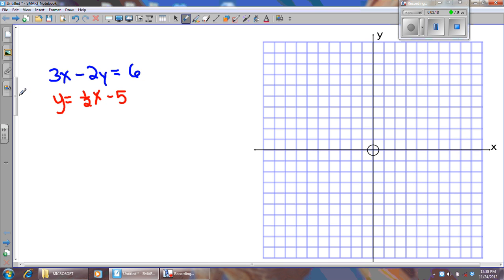We've got an equation in standard form, so I'm going to find my x-intercept by making y 0. I believe that'll occur at 2. Find my y-intercept by making x 0. Looks like that'll be at negative 3. Looks like my slope is rise 3, run 2, rise 3, run 2. And so I can draw my blue line.